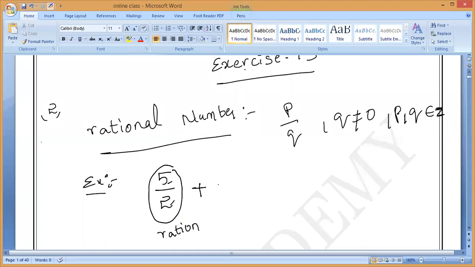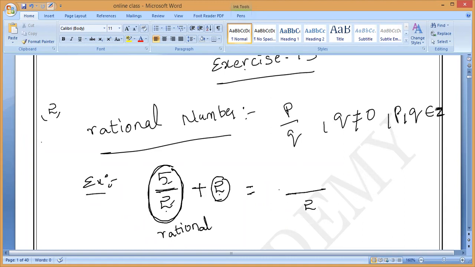2. 2 is our integer. See, do the addition: 5 by 2 plus 2. What is the value? Here 5 by 2 is our rational number. Add plus 2. Plus 2 is an integer. Okay. What is our final answer? 9 by 2.